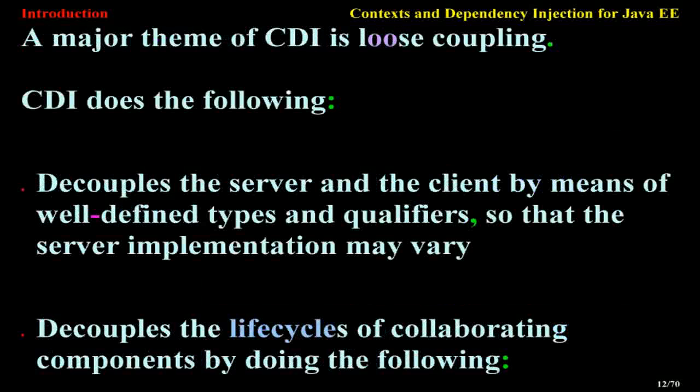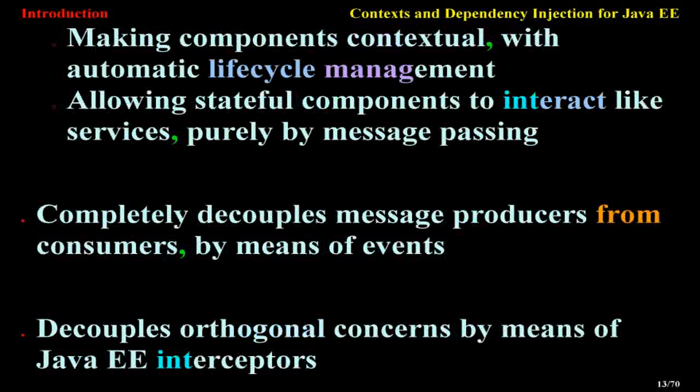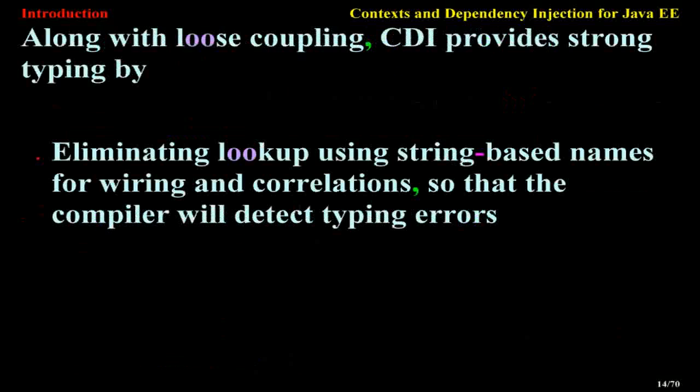A major theme of CDI is loose coupling. CDI does the following. It decouples the server and the client by means of well-defined types and qualifiers, so that the server implementation may vary. It decouples the life cycles of collaborating components by making components contextual, with automatic lifecycle management, allowing stateful components to interact like services, purely by message passing. It completely decouples message producers from consumers, by means of events. It decouples orthogonal concerns by means of Java EE interceptors.